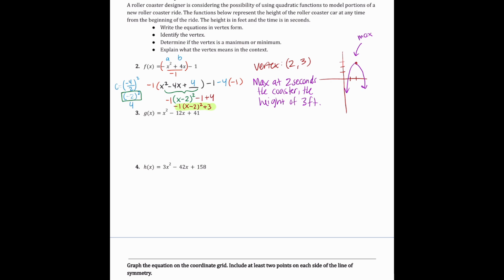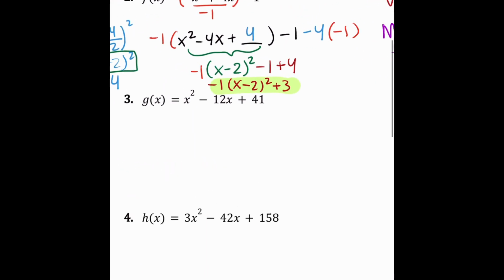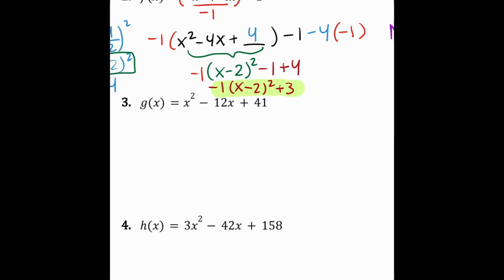That's what we know. All right, number 3. Here's our equation. We have x squared minus 12x plus 41. Again, this is standard form, so I want to go to vertex form by completing the square. I'm going to take my a and my b, and I'm going to find c.